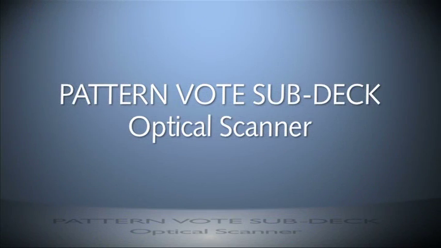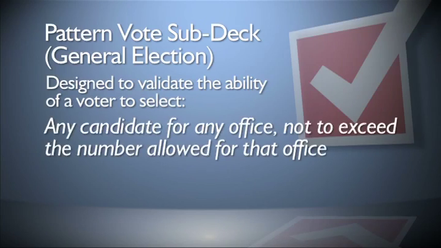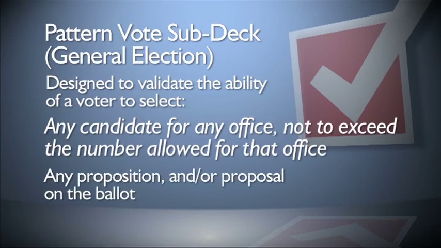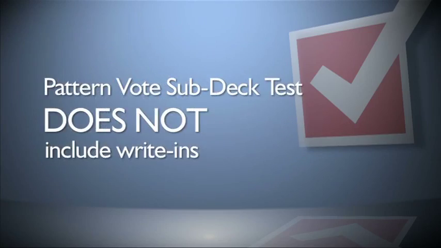The second subdeck, created for both a general and primary election, is called a pattern vote. In a general election, a pattern vote test deck is designed to validate the ability of a voter to select any candidate for any office, not to exceed the number allowed for that office, often referred to as a vote for. It also gives a voter the ability to select any proposition on the ballot as well. Keep in mind that this test does not include write-ins.